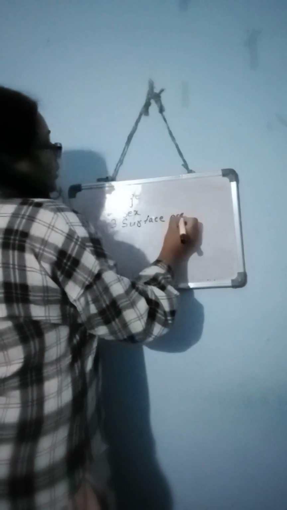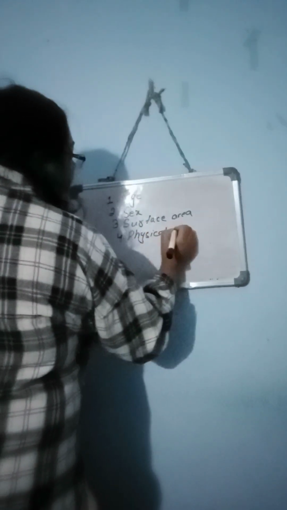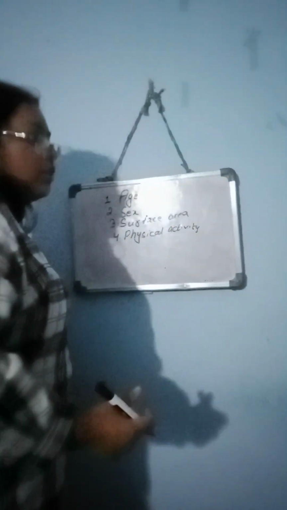And the other factor is the surface area. So surface area is high in people with more height and more weight, so their BMR is relatively higher. And the other factor is physical activity. So people like athletes have more physical activity, so their diet and their body also require more BMR.